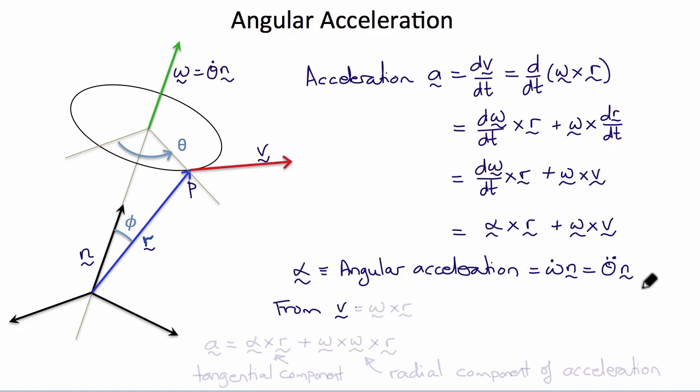Now making use of, again, v equals omega cross r, that gives us that a equals alpha cross r, and substituting omega cross r here, we get omega cross (omega cross r). And so looking at the direction of this vector, we can see that the first term is the tangential component of a, and that this term here is the radial component of the acceleration.